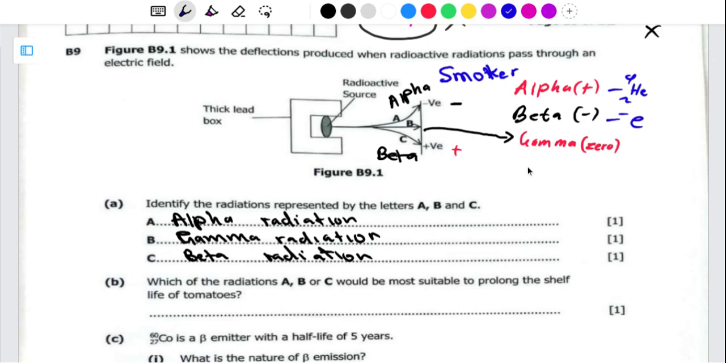Then gamma is used for preservation of foods. So in order to preserve tomato, gamma is going to be used. That is one thing that you have to know. So gamma radiation. You can just say B instead of saying gamma. Let me just say B, because the question says which of the radiations, A, B, or C. So you just need to write B. No need of saying gamma.